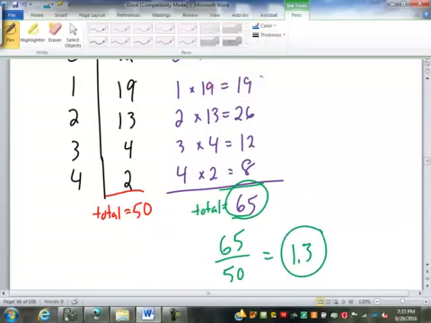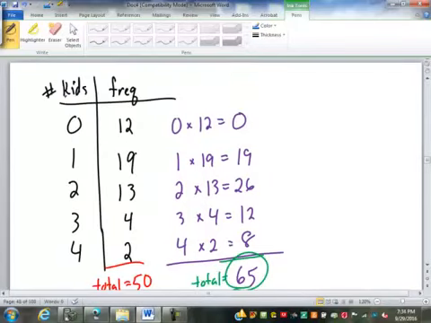You can't have 1.3 kids, but the mean doesn't have to be one of the data values. So what we're saying is on average, people have between 1 and 2 kids. 1.3 kids is going to be the mean. You hear it all the time: the average household in the United States has 1.8 kids. Same thing. That's exactly what they're doing.